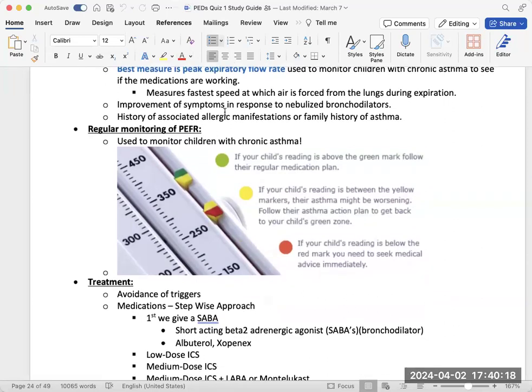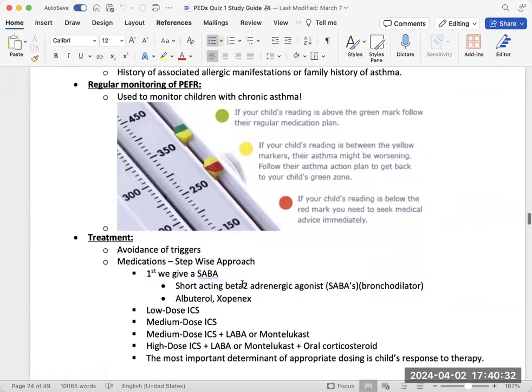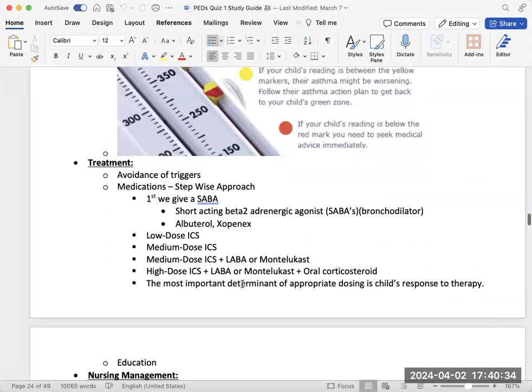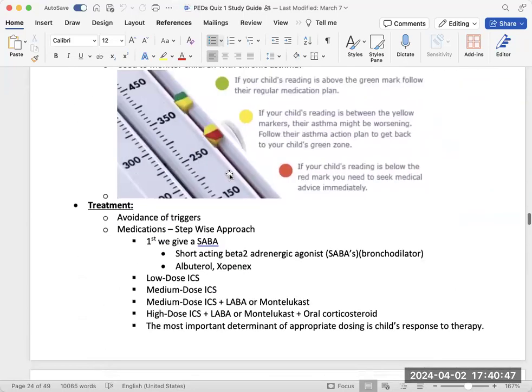Improvement of symptoms could be a response to these nebulized bronchodilators. And if they have a history of allergies or allergic manifestations, that could tell us, hey, they could be at risk for asthma. Just a bunch of different things. But like I said, the best measure is the peak expiratory flow rate. But for children greater than 5 years of age, we usually measure airflow through a spirometer.